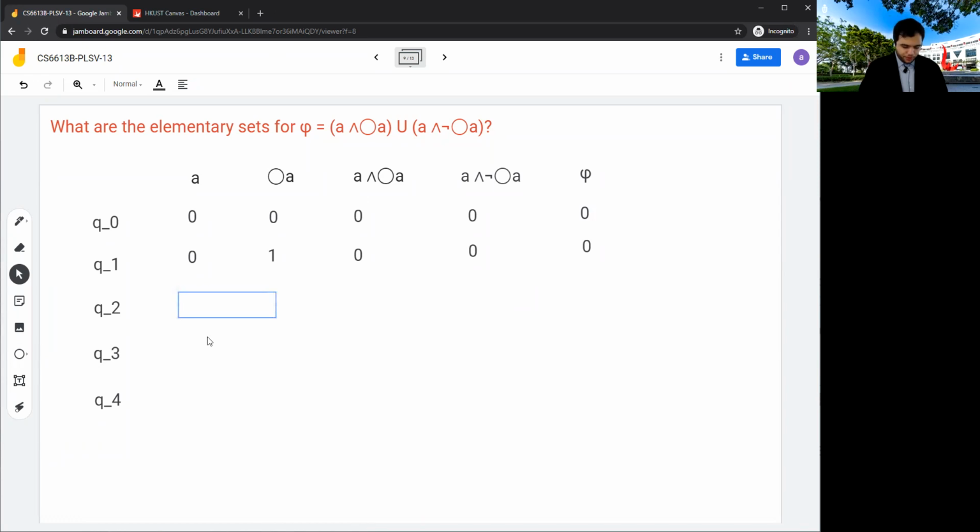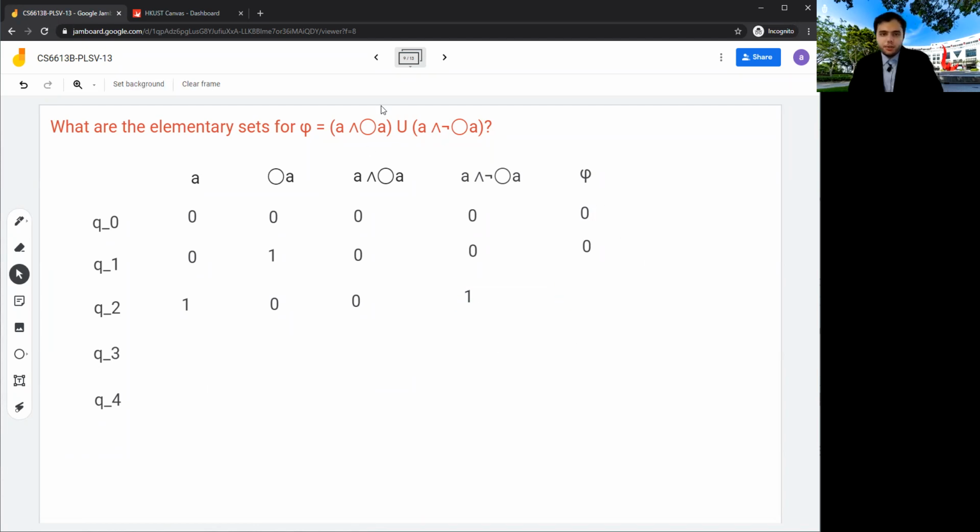So we can start with 1, 0. So let's say that I have A, but I don't have next A. So because I don't have next A, I cannot have A and next A. So this one is also 0. But I have A and I don't have next A, so I have not next A. So I have their AND. So I have this one.